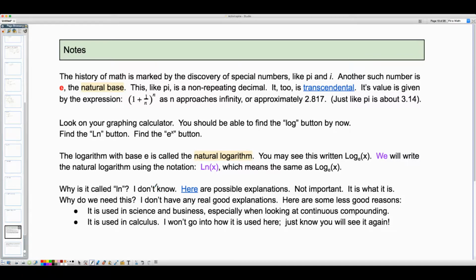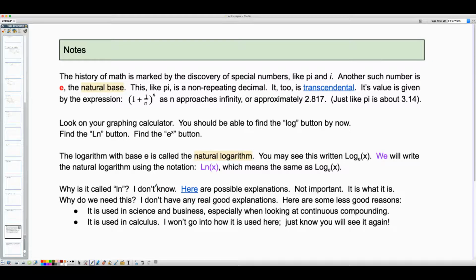We're talking about the natural log today. In mathematics, you have a lot of special numbers like pi and i, the imaginary number. Another such number is e, which is the base of the natural logarithm, or the natural base. This is kind of like pi.